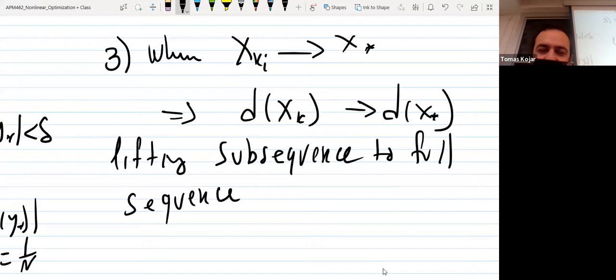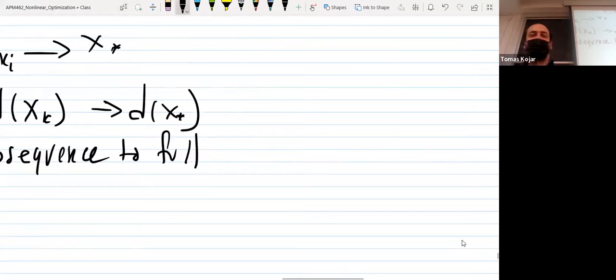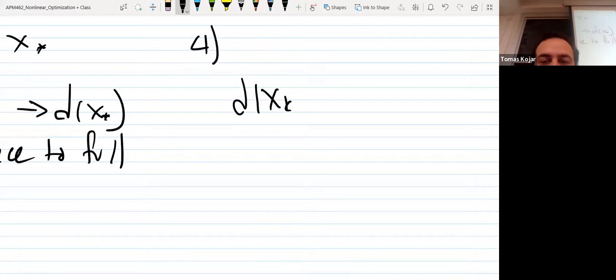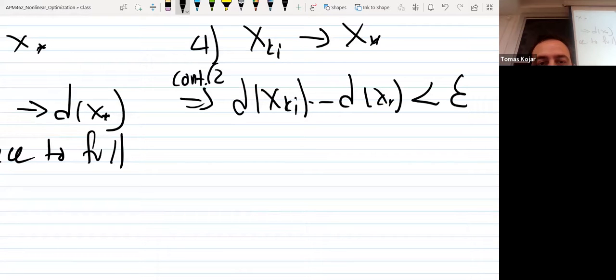I know this is tedious, but you see it once and then you never have to know it again. It's a general algorithm thing, and I'm going to use it next week. So from before we have that d of x_{k_i} minus x star is less than epsilon. That's because the subsequence converges. So we use the continuity I talked about in step 2.